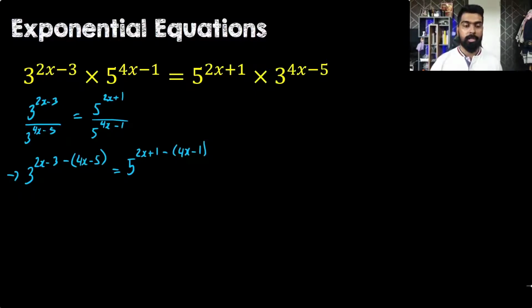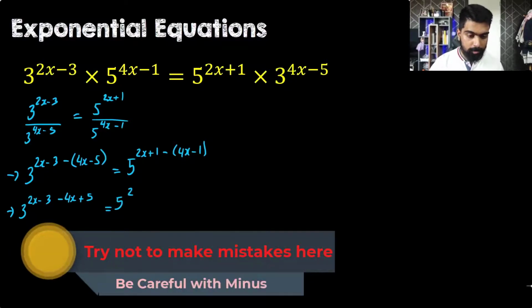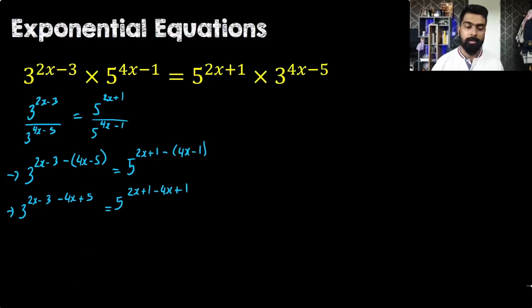Alright guys, now keep in mind that this minus in front of the bracket goes with all of the terms inside the bracket, right? So let us break the bracket now. So we'll have 3 to the power of 2x minus 3 minus 4x plus 5, right guys? And here's where many students make mistakes, so don't be one of them. And this is equal to 5 to the power of 2x plus 1 minus 4x plus 1.